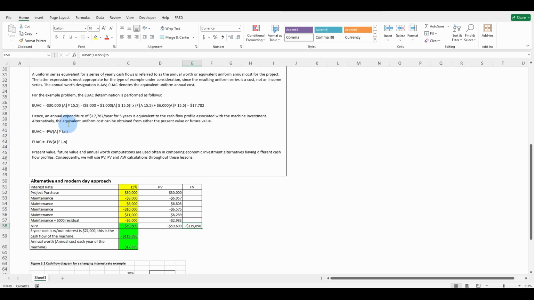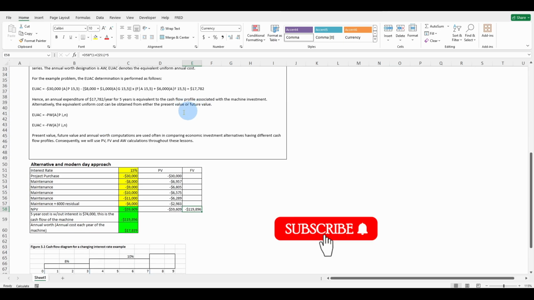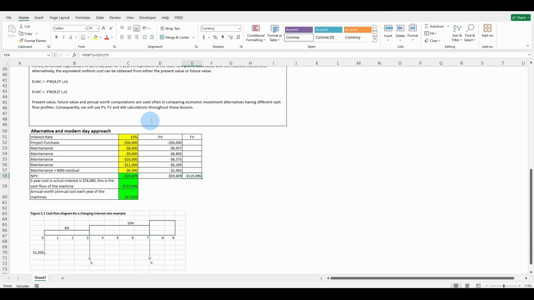Alternatively, the EUC cost, the equivalent uniform cost, can be obtained from either the present value or future value. Present value, future value, and annual worth computations are used often in comparing economic analysis. So in the end, we've got this cost. That's our net present value. And all we're doing is a breakdown of this thing, taking into account the 5-year cost. If you break all of this down, our annual cost would be 17,839.